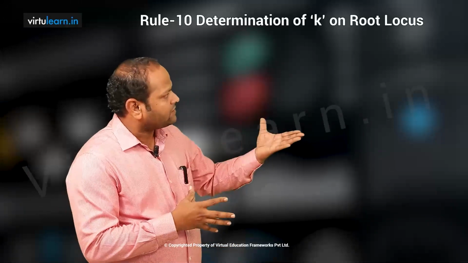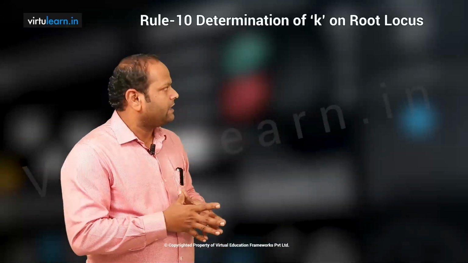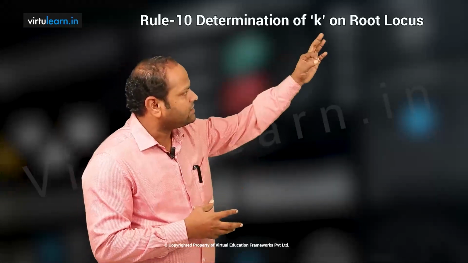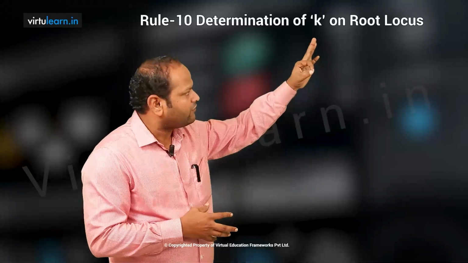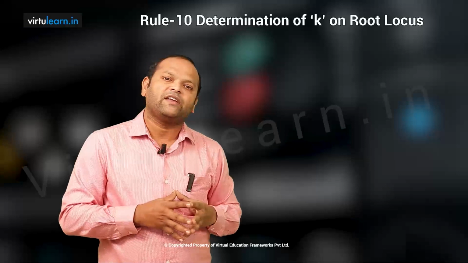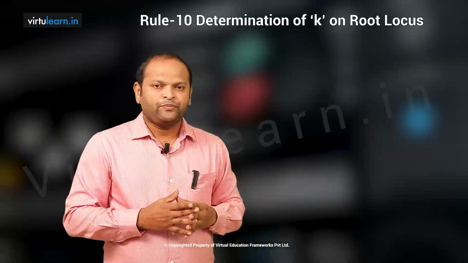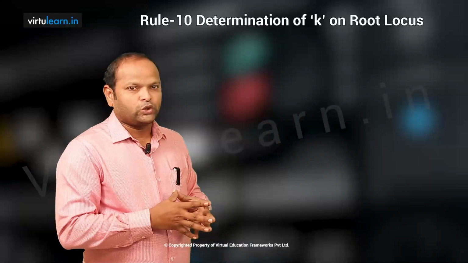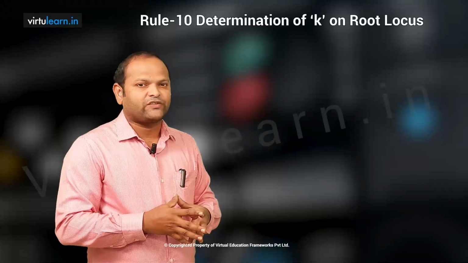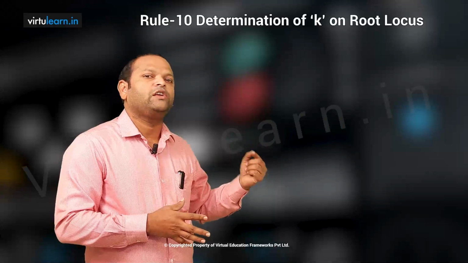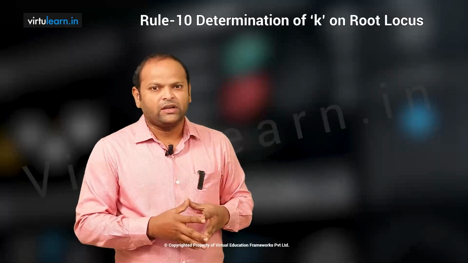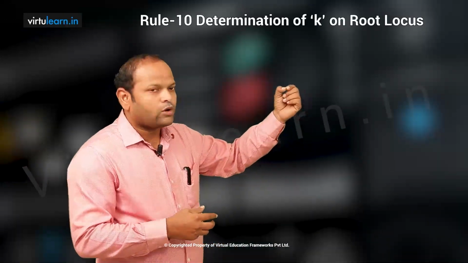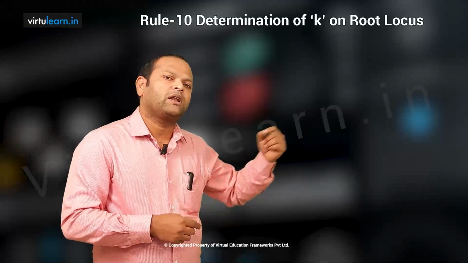For example, this is a root locus, and this is one point on the root locus. I want to find what the k value is at that particular point, because the root locus is basically the locus of closed loop poles, or roots of the characteristic equation, when this k value is varying from 0 to infinity. That means at any point on the root locus you will have some k value.